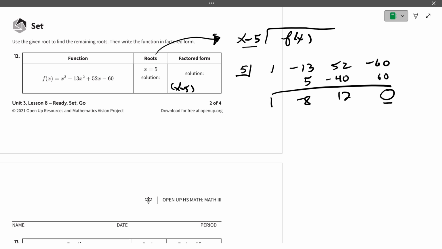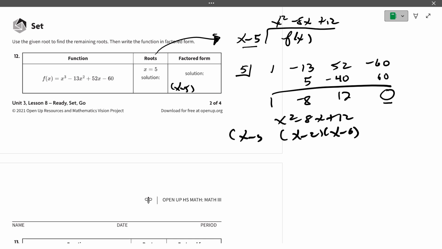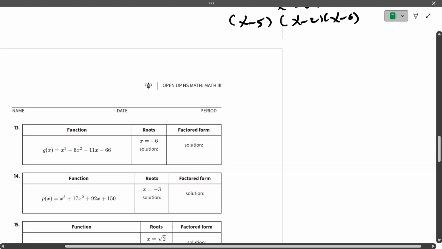That means that the quotient is x squared minus 8x plus 12. And if I take x squared minus 8x plus 12 and factor it, I'm going to get x minus 2 times x minus 6, which means the three factors are x minus 5 times x minus 2 times x minus 6. And the other two roots are x equals 2 and x equals 6. Okay. All right, same process on the next one.